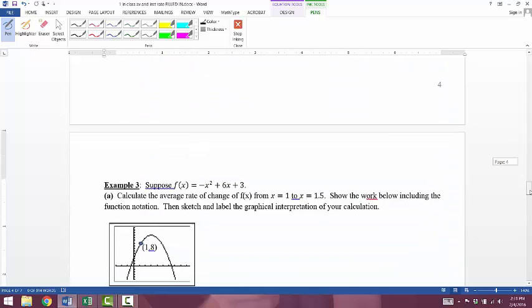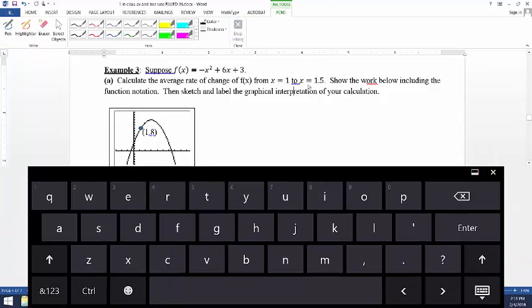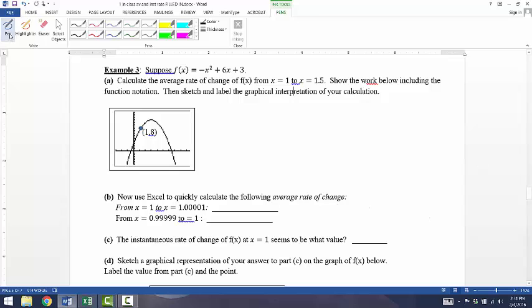Let's try this example down here. We have a different function. f of x is x squared plus 6x plus 3. I've already created a sketch of that here for us. And we're going to hone in on x equals 1 and identify the instantaneous rate of change when x is 1. So there it is labeled on the graph, the point 1 comma 8. It first asked us to find the average rate of change from x is 1 to x is 1.5.